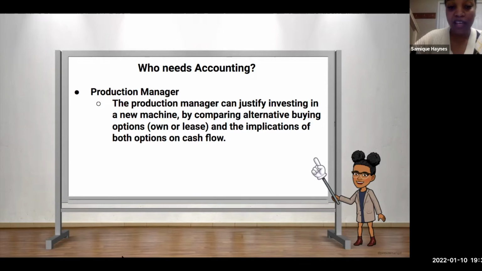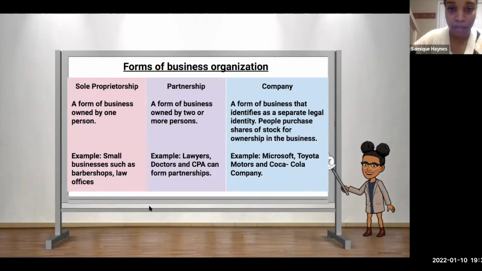Okay, so do we kind of understand now why we're here in this course, even though we're not going to be accountants one day? Okay, good. All right. So for those who still don't understand, hopefully by the end of this course, you'll get it. You'll get why you're here.